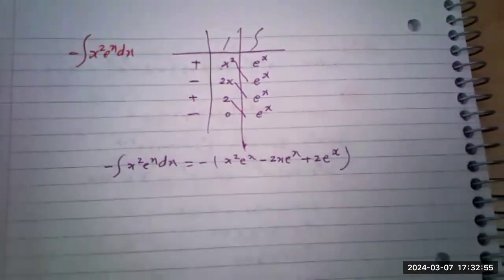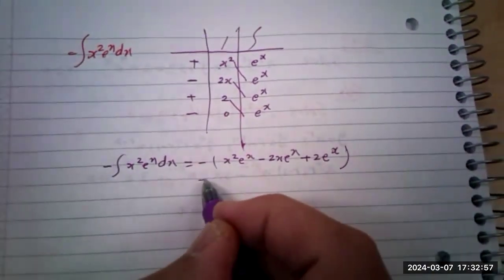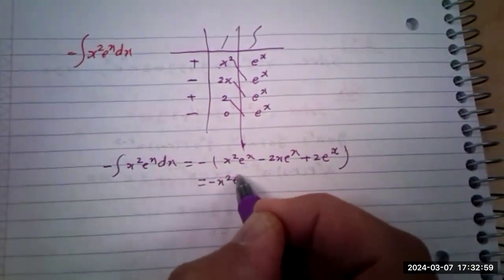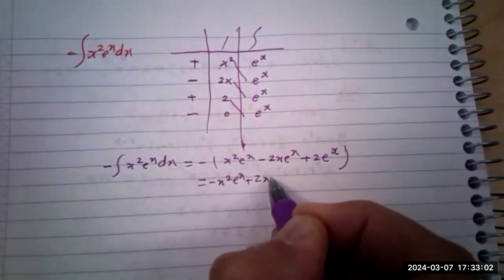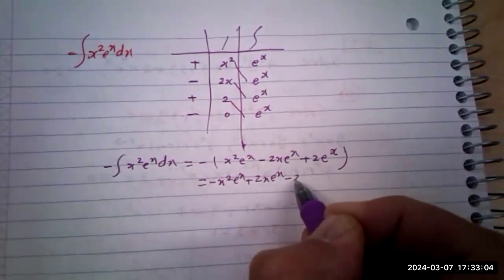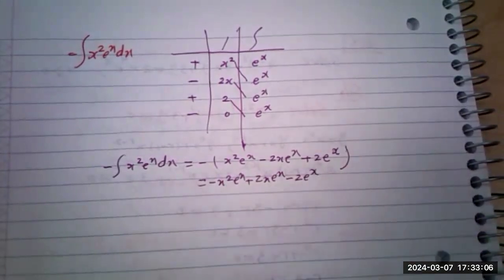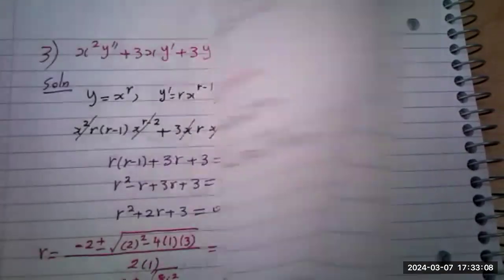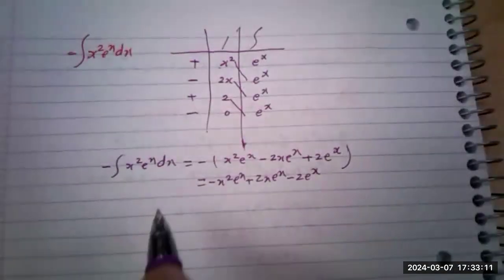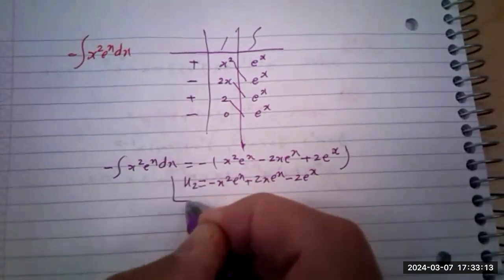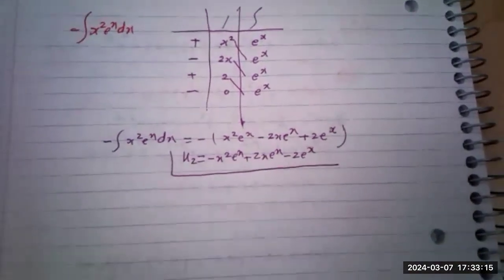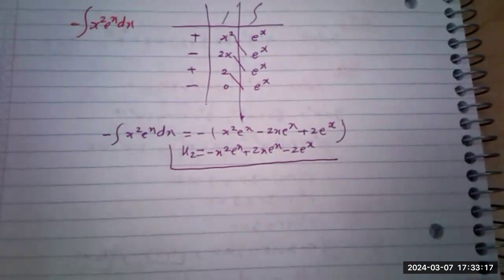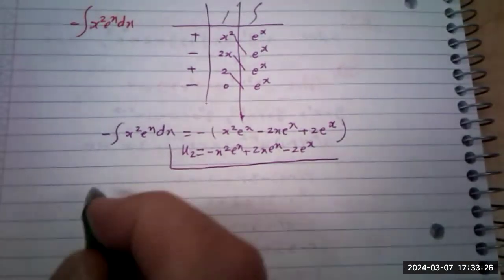So that is the case. You apply the negative sign, of course, so it's going to be negative x squared e to the x plus 2x e to the x minus 2e to the x. Okay, remember this is our u2 now. So you have the u1 and the u2. Of course, you have to go back and find the yp. The yp is u1 y1 plus u2 y2. So we continue with finding the yp.